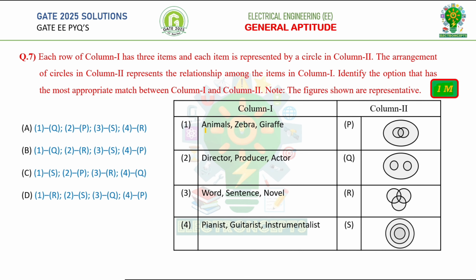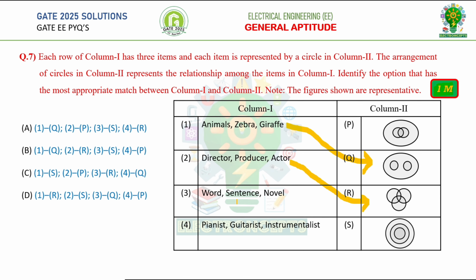Let's analyze column 1. Row number 1, animals, zebra, giraffe. We know that zebra and giraffe belong to animals, but zebra and giraffe are different. Therefore, we can map this to option Q. Row number 2, director, producer, actor. A person can be director, producer, actor, or the combination of any two, and also the combination of all three. Therefore, this can be mapped to R.